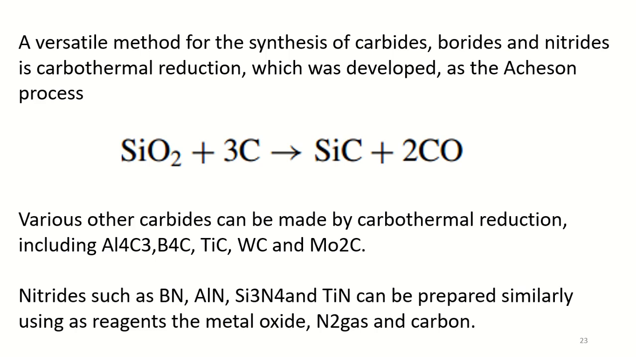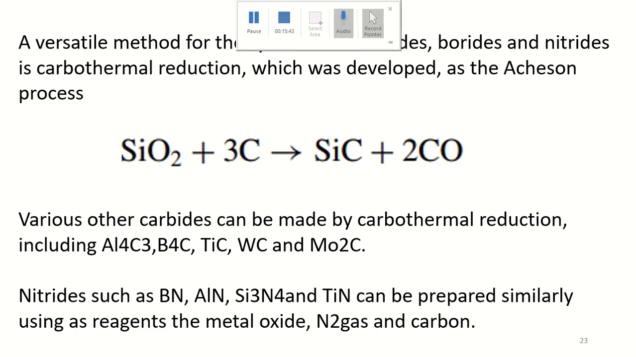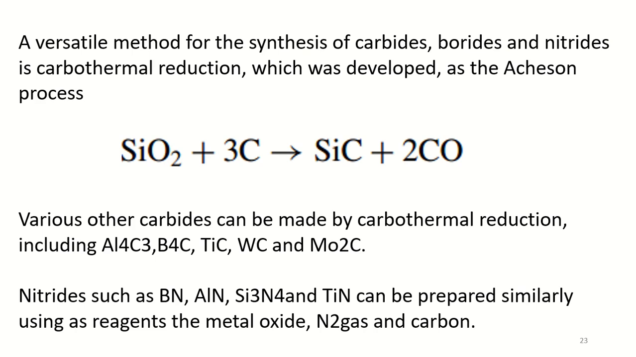Nitrides can also be prepared, such as BN boron nitride, aluminium nitride, silicon nitride Si3N4, and titanium nitride TiN, which can be prepared similarly using as reagents the metal oxide, nitrogen gas, and carbon. And this was all about beta and beta double dash alumina.